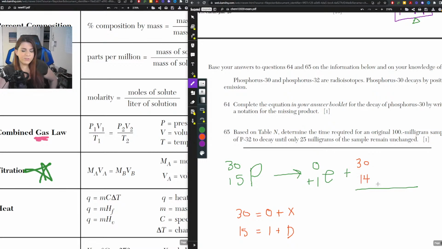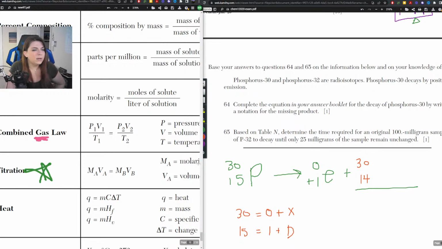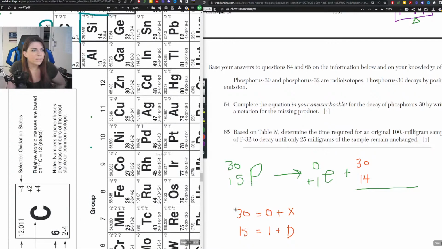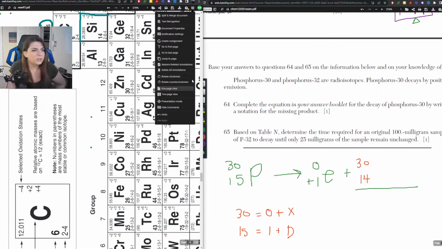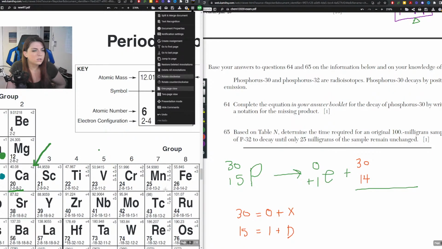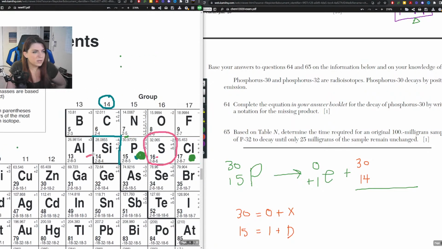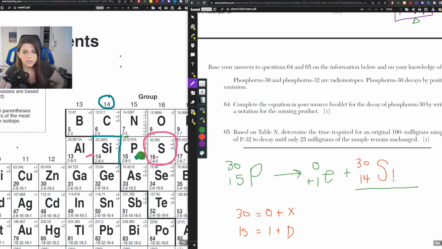And then we have to figure out what element has an atomic number of 14. And that would be, I believe it's silicon, but let's just go look it up. It is silicon. Let's rotate. There is silicon with atomic number 14 right there. So we need the symbol Si for number 64.